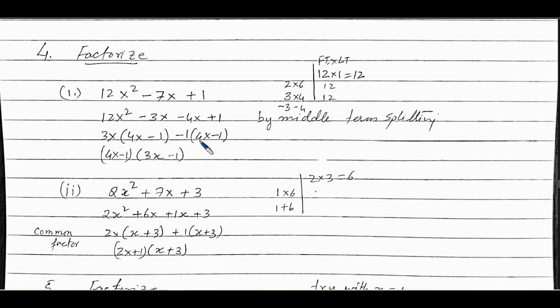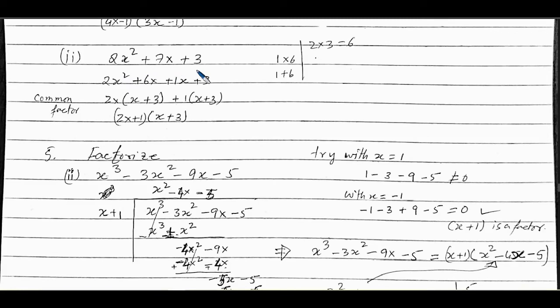4x minus 1 is common, so I remove it out. This is 3x minus 1. So here also you have a polynomial. So 2 into 3 is 6. So this is 7. So 1 into 6 is 6. So with 1 and 6 combination we can get 7. So here I have done it.